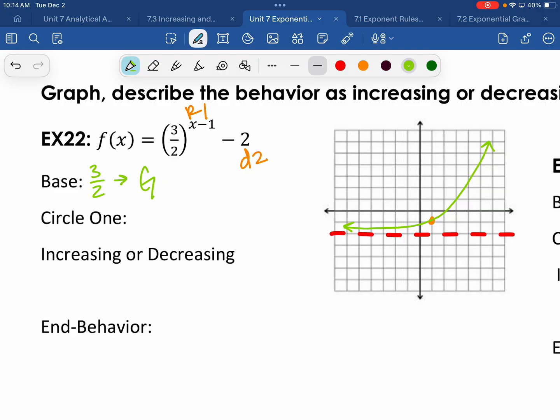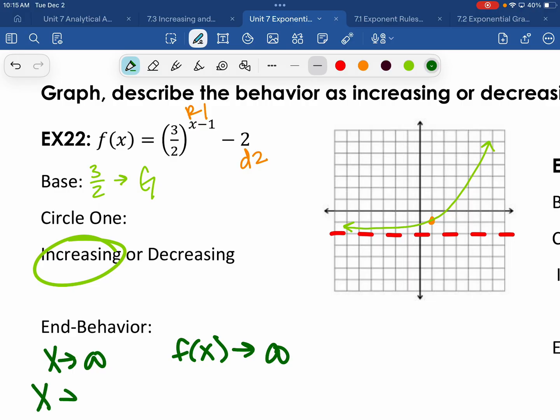So looking at your graph, is it increasing or decreasing? Increasing. And then for the end behavior, as you are going to the right, what is your function doing? Positive. As you're going to the left, what's your function doing? Going to -2. Because it's not going down forever, it's stopping right here at -2.